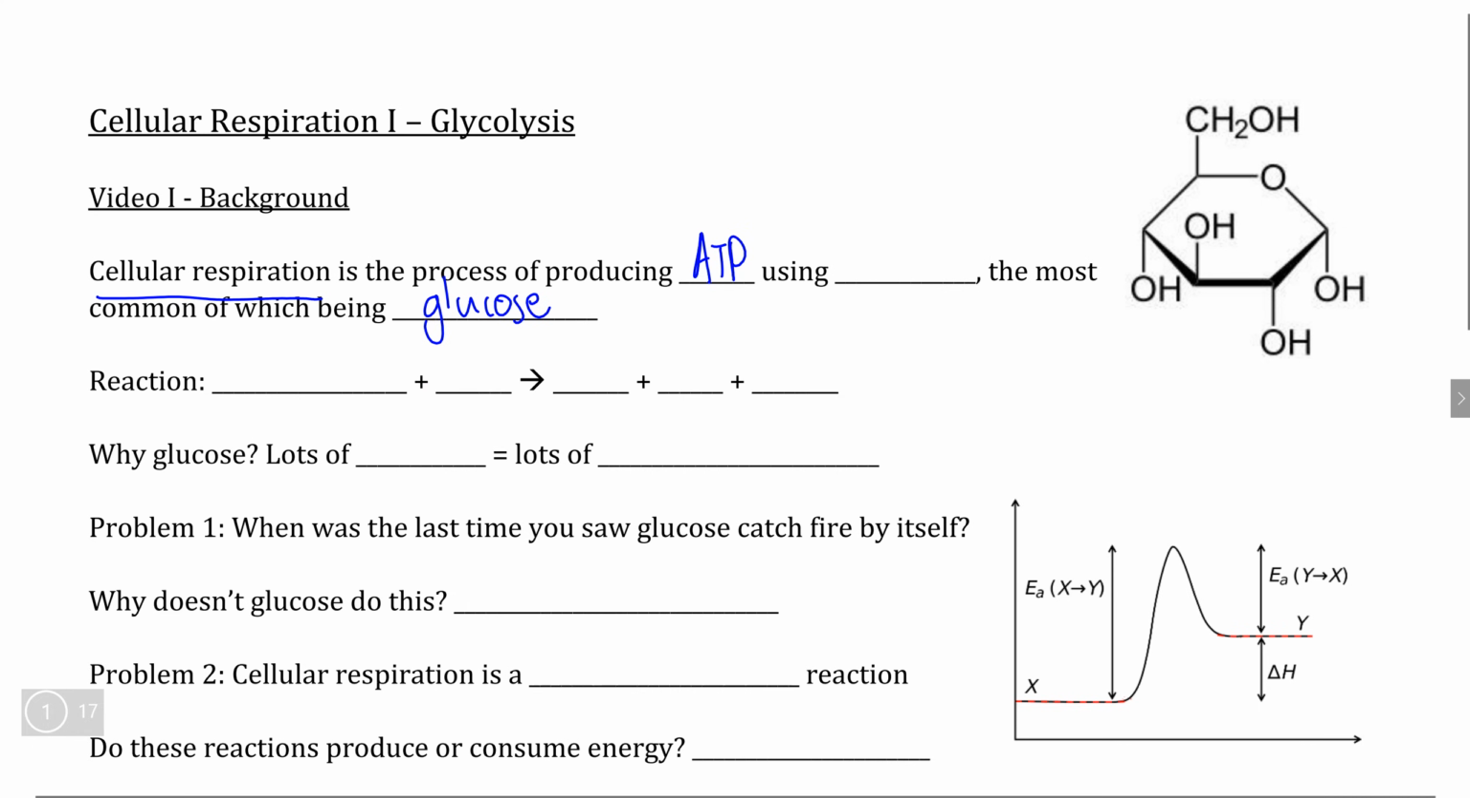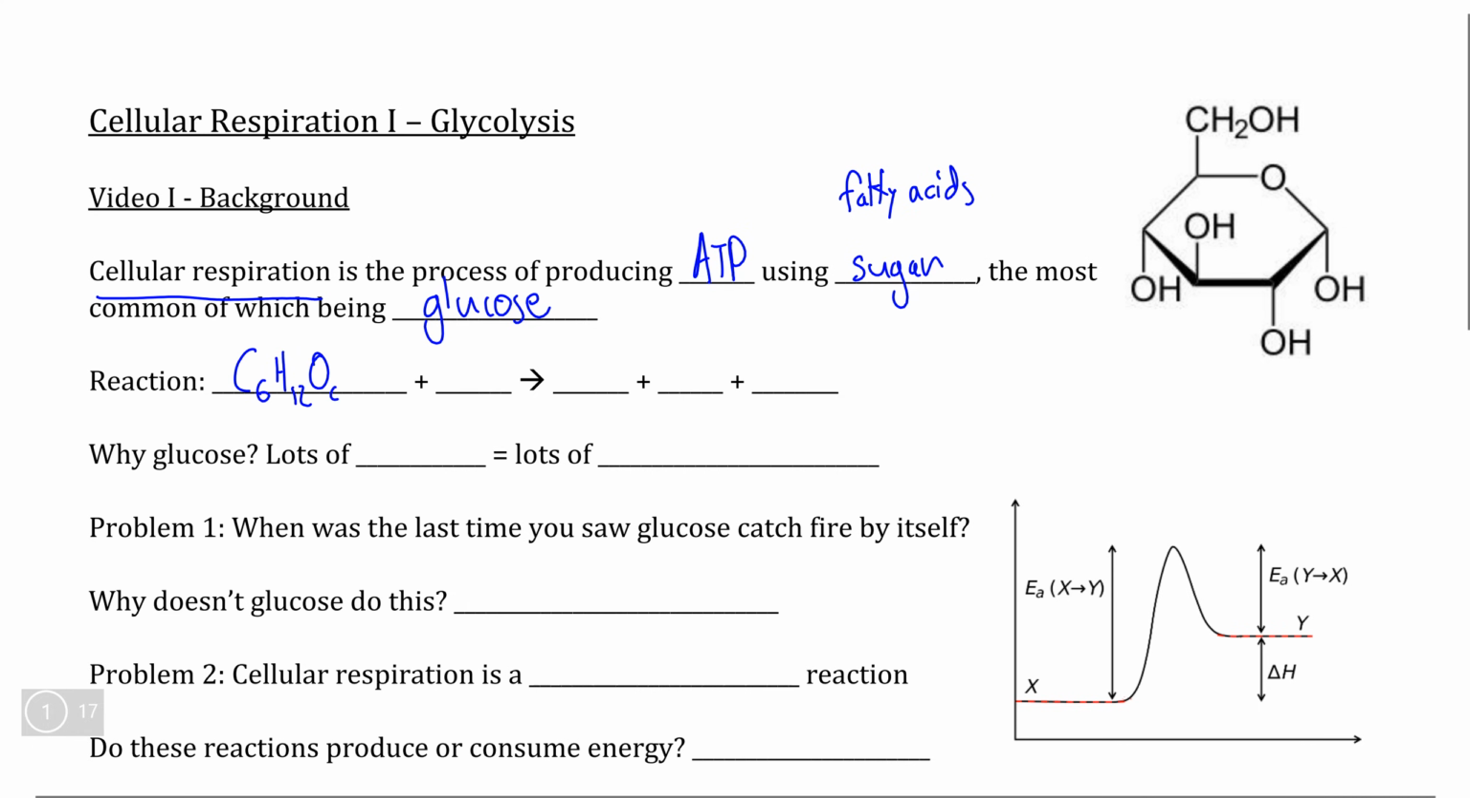Now, technically, cellular respiration can use any sugar molecule as long as you have the enzymes to break it down, or even other molecules such as fatty acids that are also energetically rich, but because glucose is the most common energy source used by every organism on the planet, we're going to be using this as a baseline.